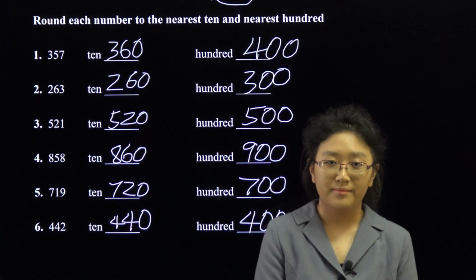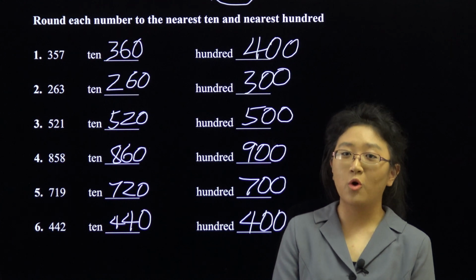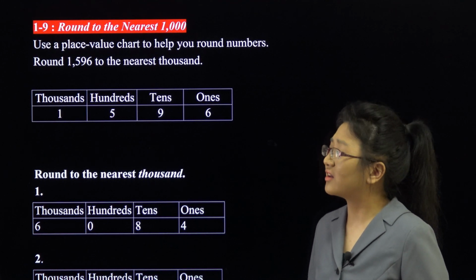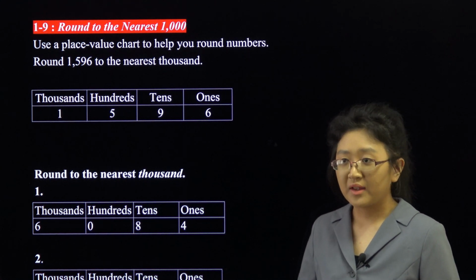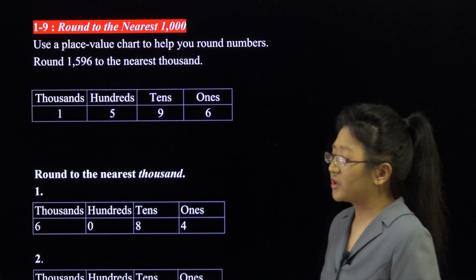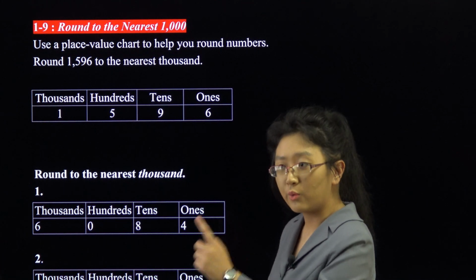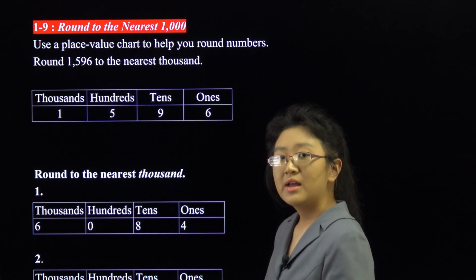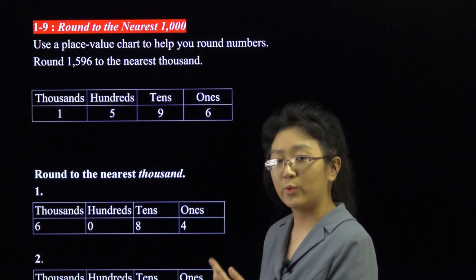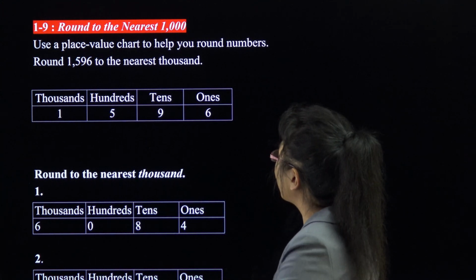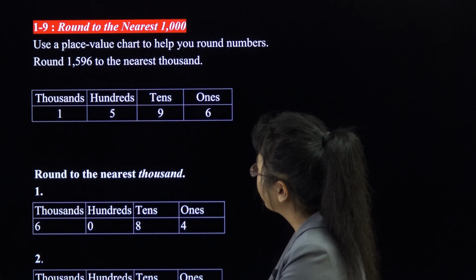We're going to move on to even more rounding. Rounding to the nearest thousands really isn't that different, since all rounding works on the principle of looking at the place value you're supposed to round to and then going one place value to the right and looking at that to decide whether or not you round up or down. You can use a place value chart to help you round numbers.